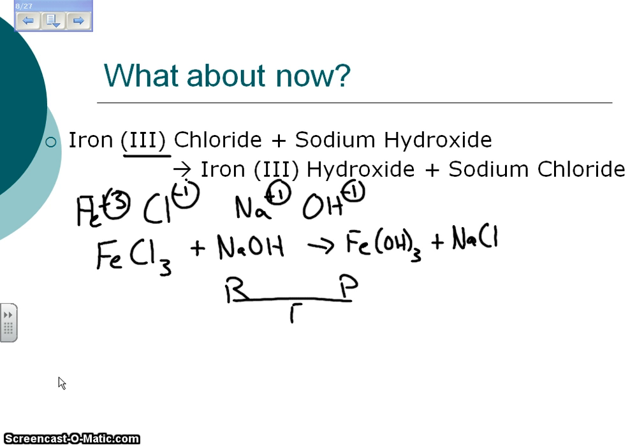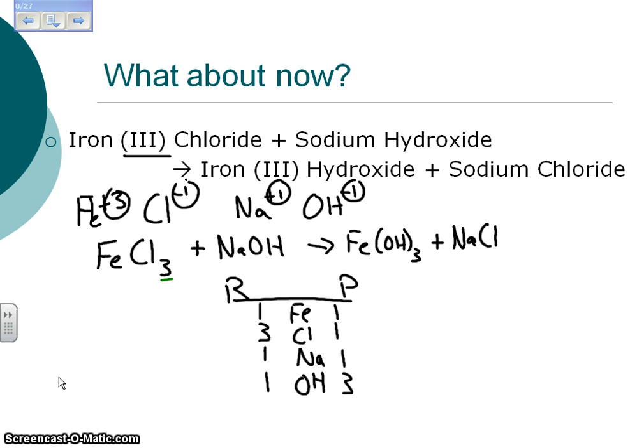Reactants, products: iron, chloride, sodium, and our polyatomic ion travels from one side of the equation to the next as a group, so we can leave it as OH. We have 1 iron, 3 chlorines, 1 Na, 1 OH on the left side. We have 1 iron, 3 OHs, 1 Na, 1 Cl on the right side, or our product side. So we're going to just pick an element and work on balancing that element. We're going to go with chlorine first.